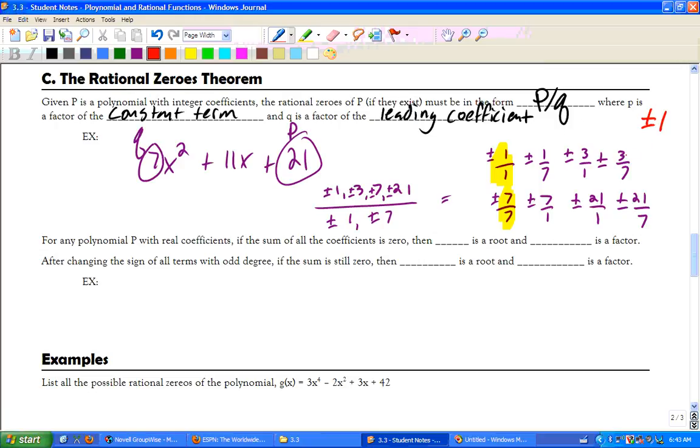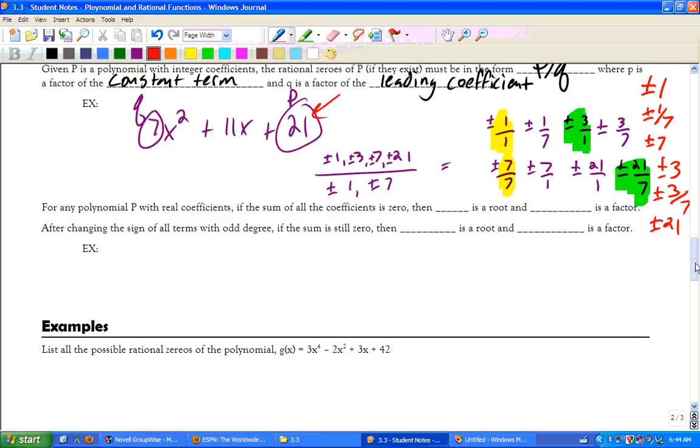1/7 we would need to take. 7 we would need to take. 21 divided by 7 and 3 divided by 1 are going to be the same thing, so we just need to write plus or minus 3. But we would need to include the 3/7 as well, and plus or minus 21 over 1, which is 21. So if we have rational zeros of this, if they exist, they're either going to be 1, 1/7, 7, 3, 3/7, or 21. This narrows down the things you need to check when you're going to use synthetic division to figure out all the factors later.